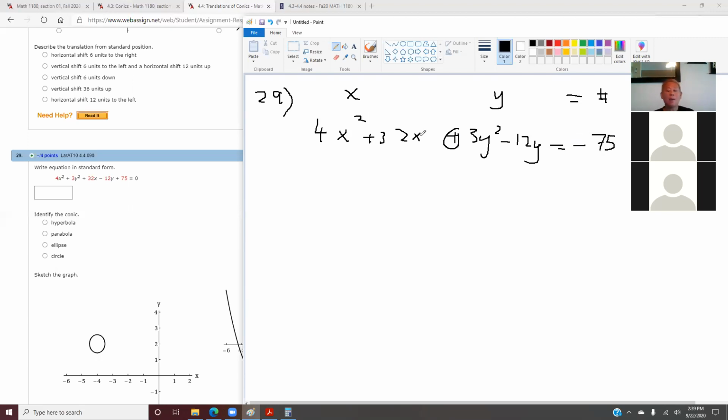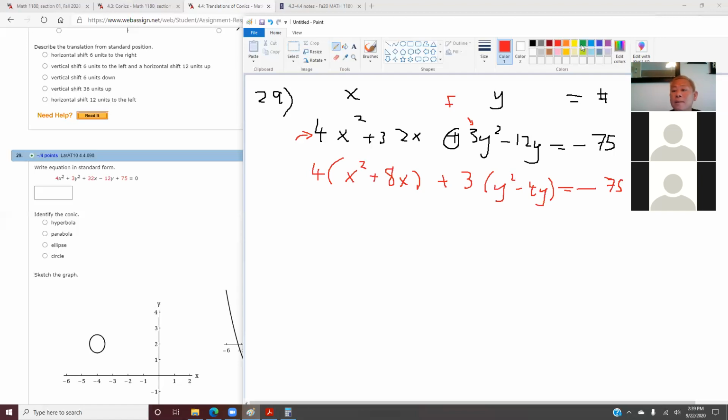Now, last time we did an example where there was 1 in front, but this time we have a 4. So what you need to do with this 4 and this 3 that you see here is factor them out. Okay, so factor the 4 out. So you will get x squared plus 8x. This, you have to factor the 3 out. So you get y squared minus 4y. And this is still negative 75, no change.